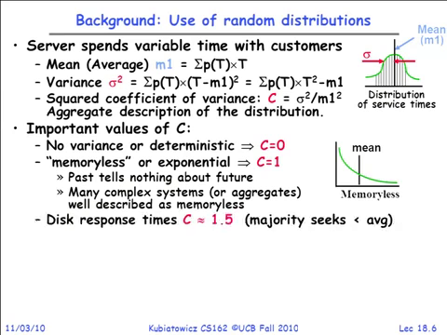Now, another thing that's interesting is disk response time tends to be more like a C equal 1.5 distribution, which basically means that the tail is a little longer, and so there are sometimes when you have to seek when you didn't otherwise, and it tends to smear things out a little. Questions on C? C is a unitless parameter, but C equal 1 is an interesting case. C equals 0 is an interesting case, and knowing that the disk may be 1.5 is something interesting.